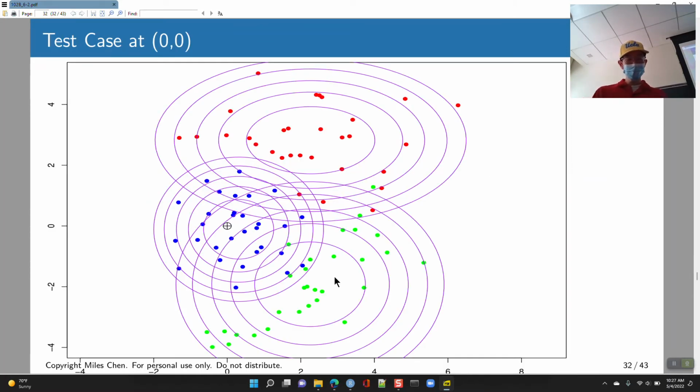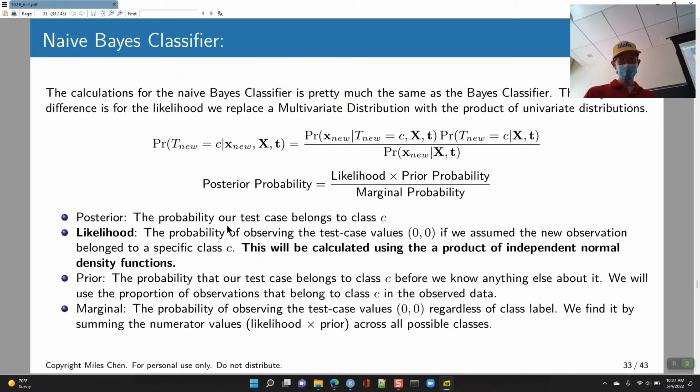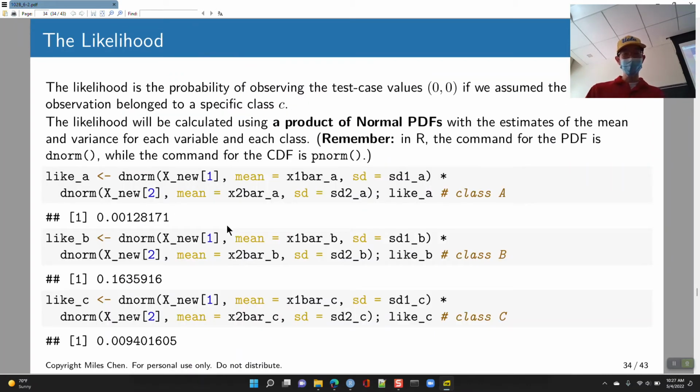Okay, but then we run it through the classifier. We put in this dot, and we say, is it likely to be blue, red, or green? And when we do this, it comes back and it's going to tell us that it's still blue. Okay, so this is how we calculate the likelihoods. To calculate the likelihoods, we do a product of univariate normal densities.